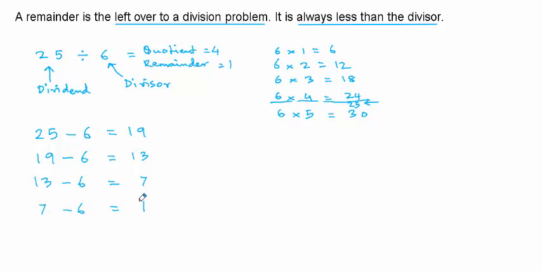And you cannot do a 1 minus 6 because 1 is less than 6. So we could do the subtraction 4 times. And that becomes the quotient to your division problem. And then this 1 is the remainder.